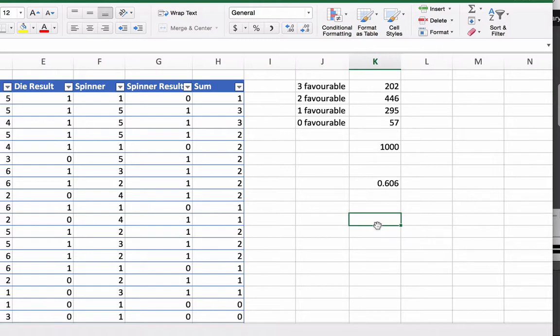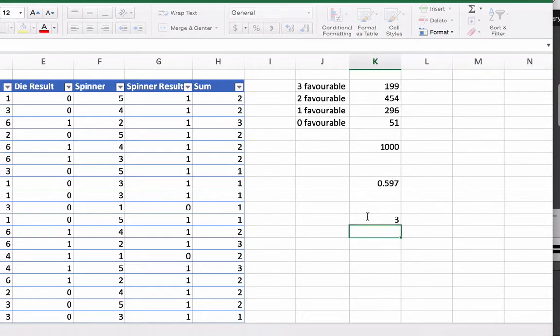So the expected payout for this is 0.6, but the actual payout was a little bit more. And you'll notice that if I type the number in here, well, here the expected payout was 0.6, the actual payout was a little bit lower than the 60 cents.